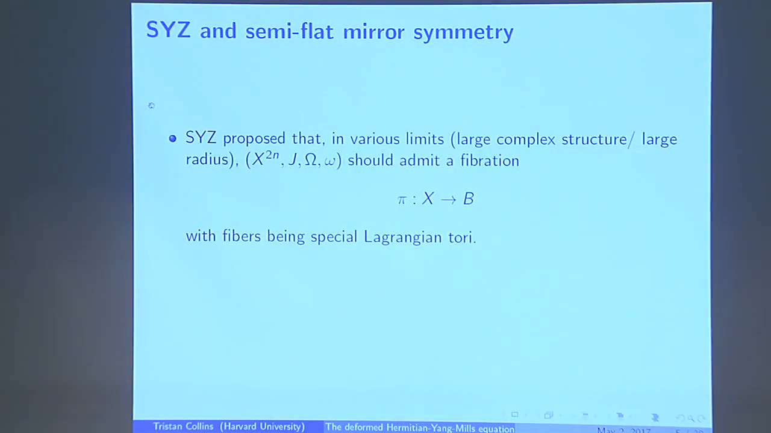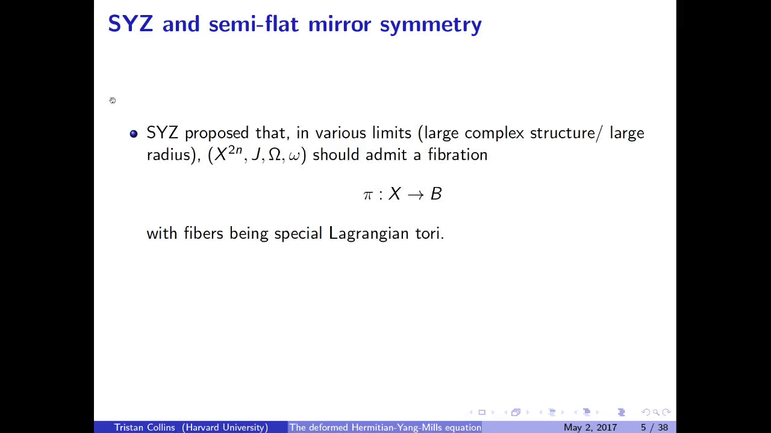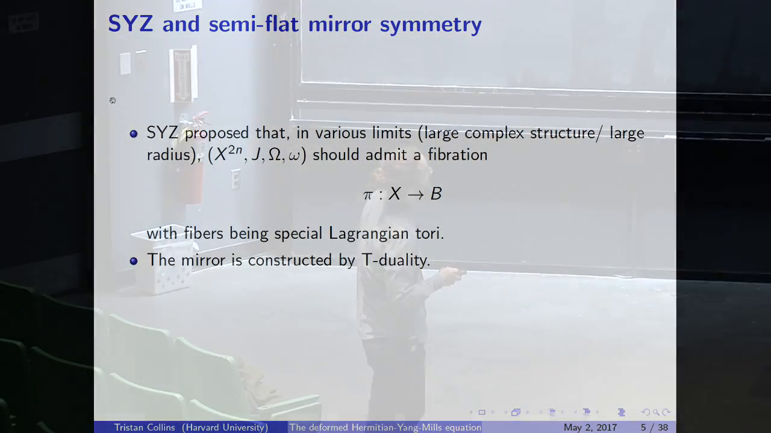Okay. So the proposal of SYZ was that in certain limits, on the complex side and on the symplectic side, these two limits are different, but in these limits we expect Calabi-Yaus to admit some sort of fibration. The fibers of this fibration should be special Lagrangian tori. Then the way that we construct the dual, or the mirror manifold, is you just take the same fibration, but you replace all the torus fibers with the dual torus fibers.